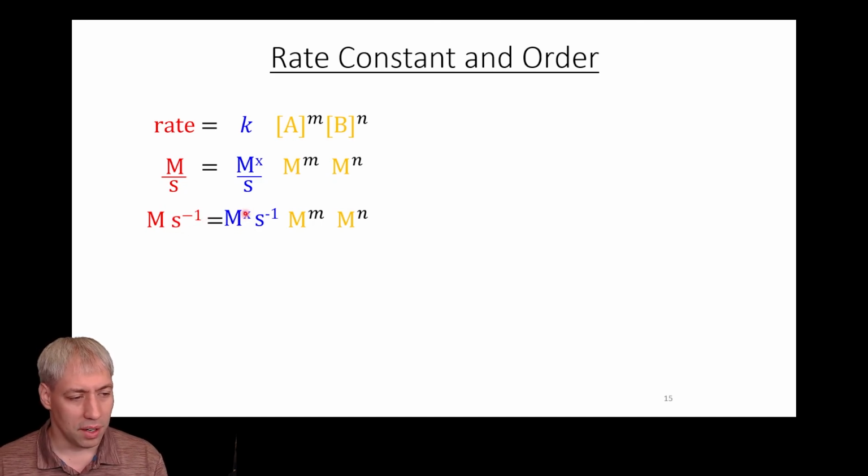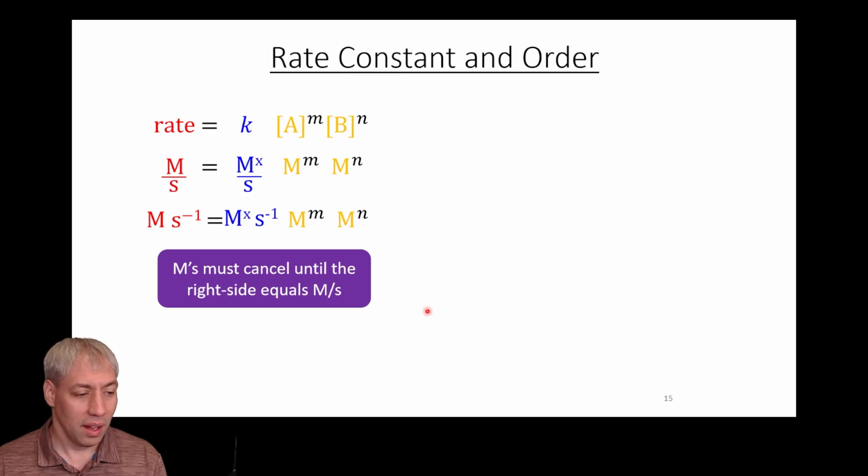This is going to be molarity to some exponent per second. In this case, molarity m, molarity n. Whatever these exponents are going to dictate what this exponent here has to be. Basically you need all the m's to cancel out on this side so that you get molarity per second on this side. If you do the algebra, the m here and the n here, m plus n minus 1, the negative sign of that gives you this value x.